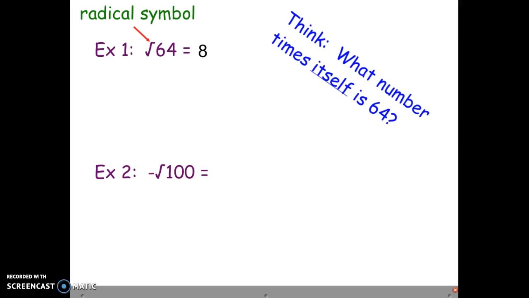Example 2, we've got this negative square root of 100. That means the opposite of the number times itself that equals 100. So for that, I'm going to go ahead and just bring that negative sign straight over. What number times itself is 100? Well, 10. So the answer to this would be negative 10.